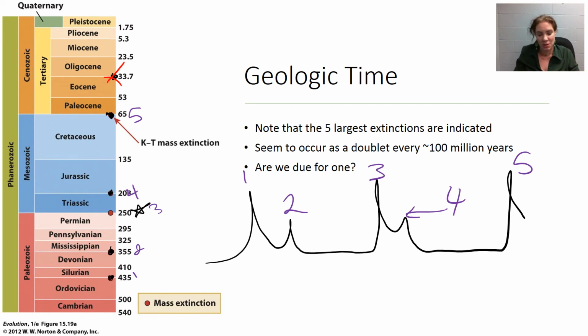So this begs the question, are we due for a major mass extinction? Is it right on top of us? Are we overdue for one? Is something going to come wipe us out? Is it our time?